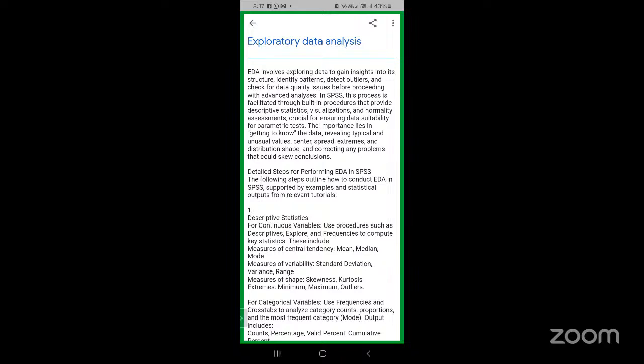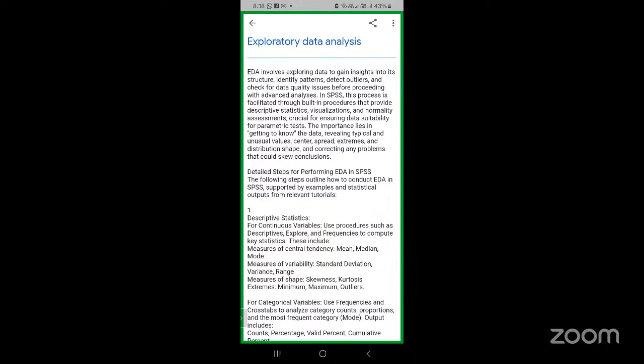Now in SPSS, this process is facilitated through built-in procedures that provide descriptive statistics, data visualization, and normality assessment, crucial for ensuring data suitability for the parametric test. So this is a vital thing, that is whether your data follows the normality or not. The importance lies in getting to know the data, revealing typical and unusual values, center, spread, extremes and distribution shape, and correcting any problems that could skew conclusions.